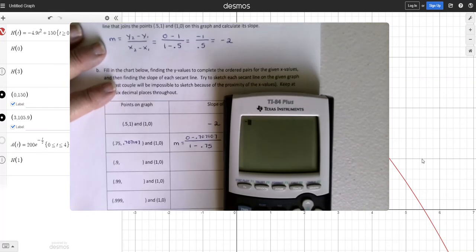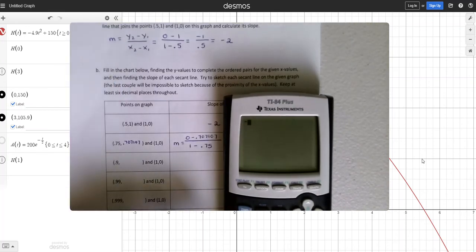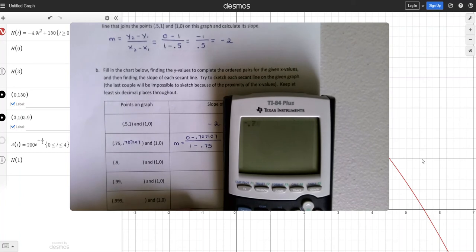See if I can get this so you can actually see the screen. So it'll be negative 0.707107 divided by 0.25, which is negative 2.828.